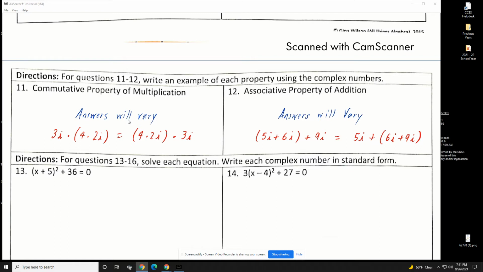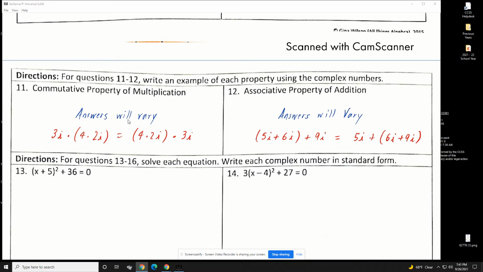Your answers obviously will vary. Here's the key. On number 11, the word says commutative property. Commutative, we said, was all about the order. If you notice, the order changed. I had 3i in the front on the left side, but then I had 3i at the end on the right side. So the order changed.